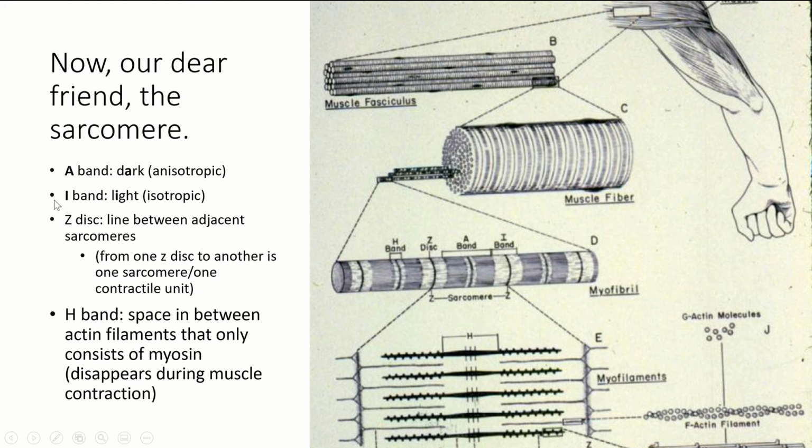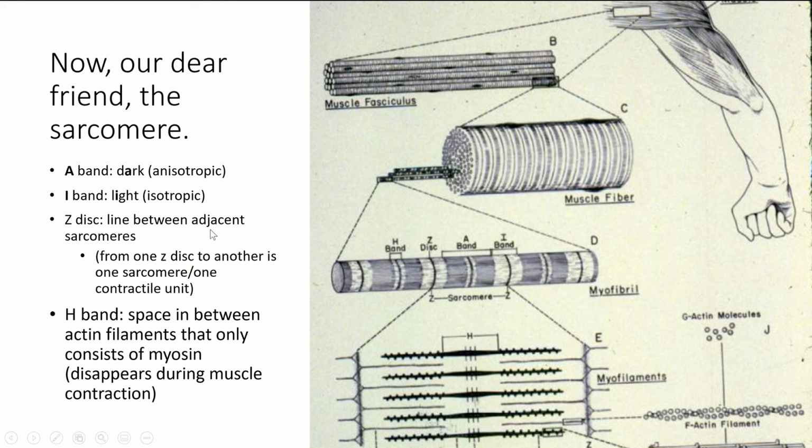The I band is going to be light, or isotropic, okay? So it's the portion of the sarcomere that is light, and that basically means the portion of the sarcomere that doesn't have the myosin in it, just has the actin, okay?